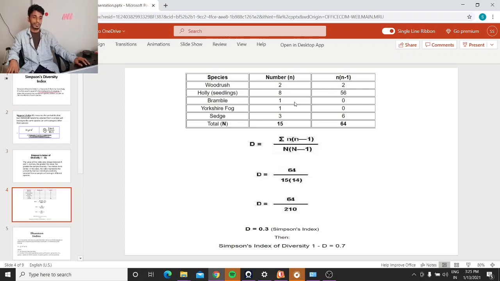8 into 7 is 56, then 0, 0, and 3 into 3 minus 1, 3 into 2 is equal to 6, so the total is 64. After putting into this formula we will get D is equal to 0.3, which is Simpson's index, and Simpson's index of diversity would be 1 minus D is equal to 1 minus 0.3 is equal to 0.7.